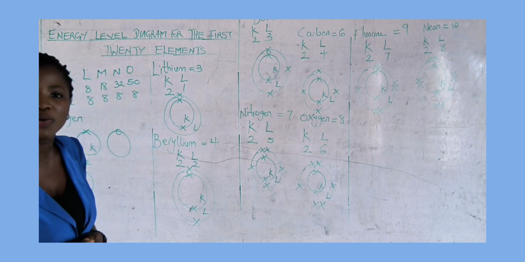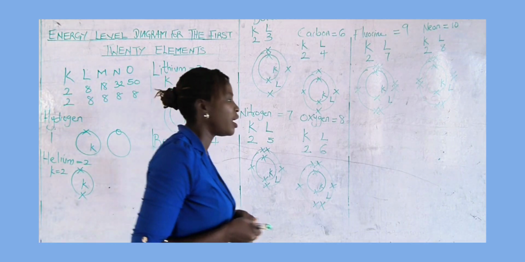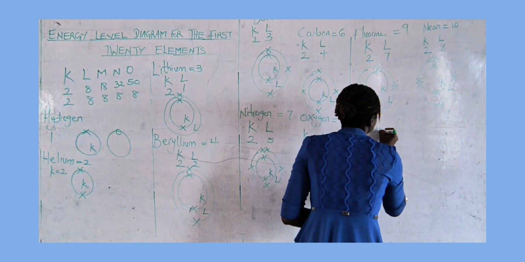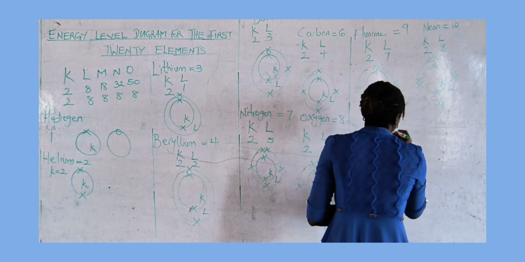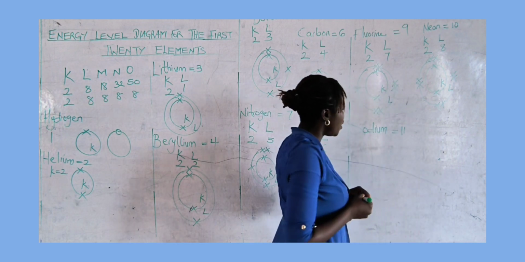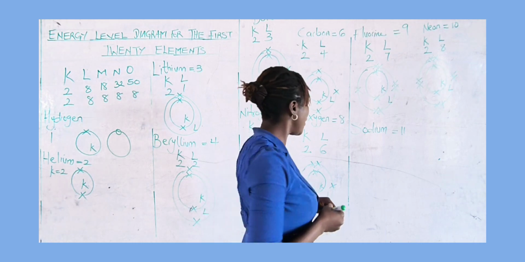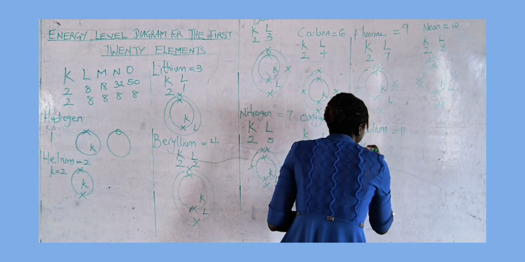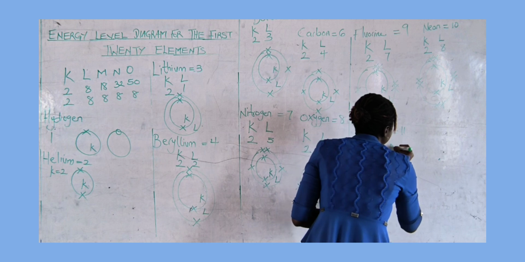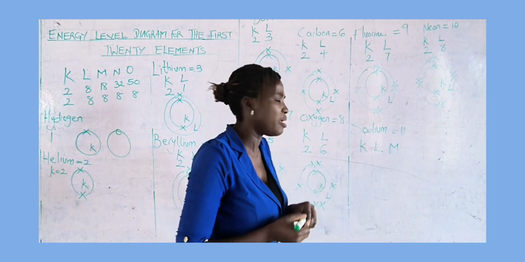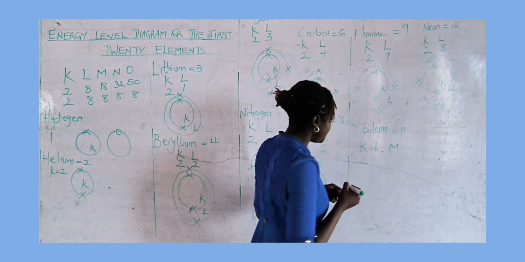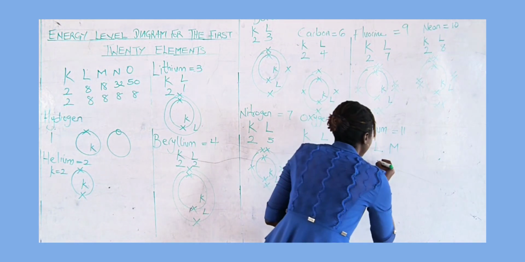So let's go to the next one, which is sodium. Sodium is number 11. So sodium is the 11th one. How do we do this? Good. Now, let's write. We are going to have K, L, and M. Why are we having M? Don't forget that we are going to complete our K, which is 2. Our L is what? 8.